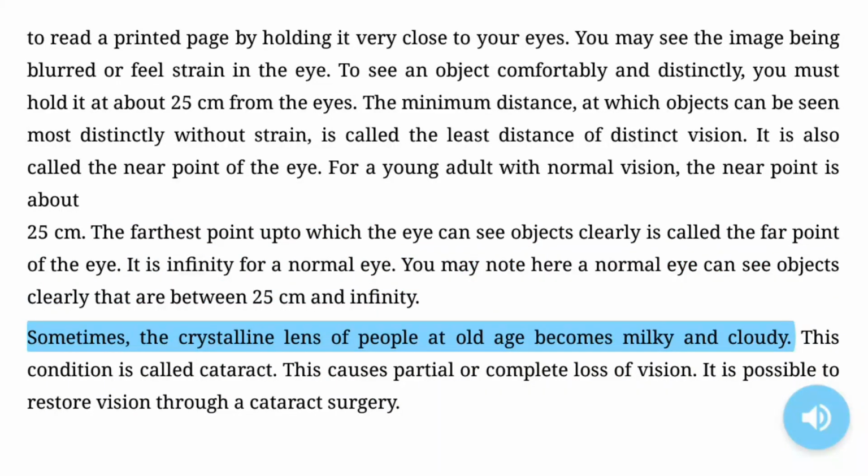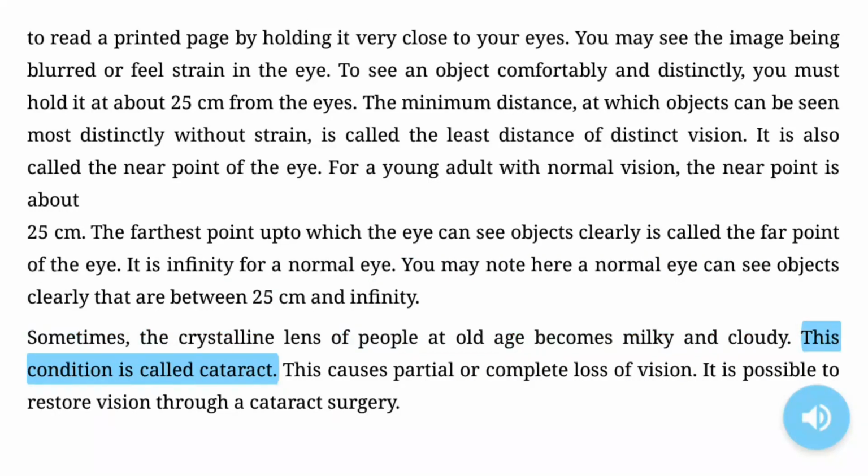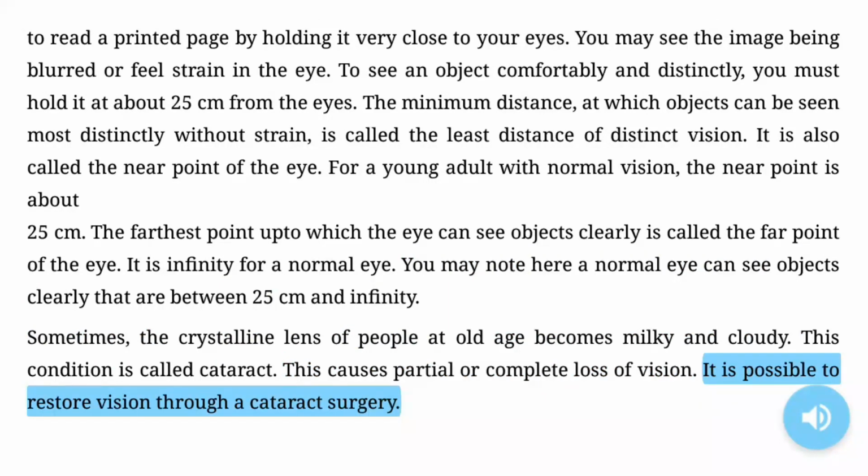Sometimes, the crystalline lens of people at old age becomes milky and cloudy. This condition is called cataract. This causes partial or complete loss of vision. It is possible to restore vision through a cataract surgery.